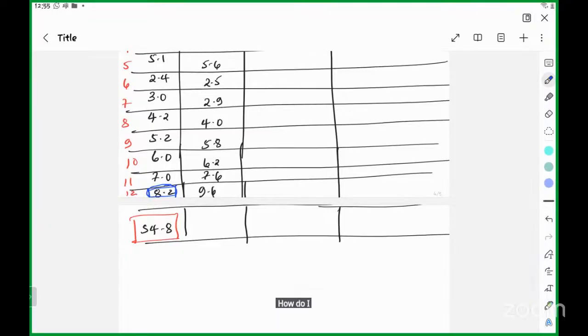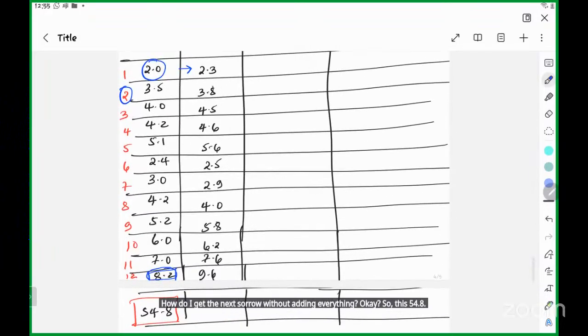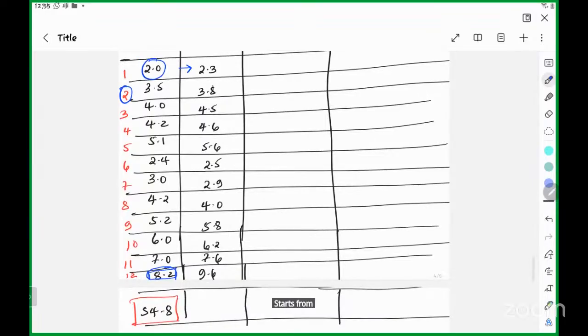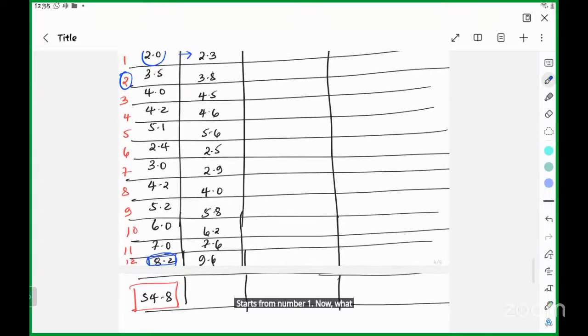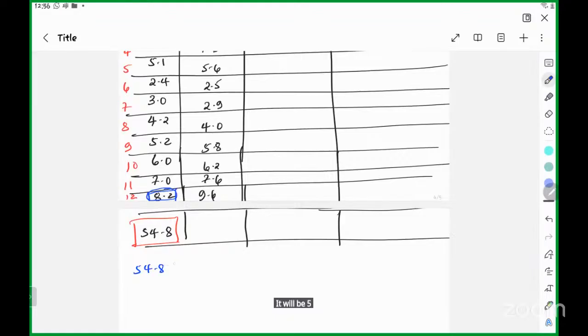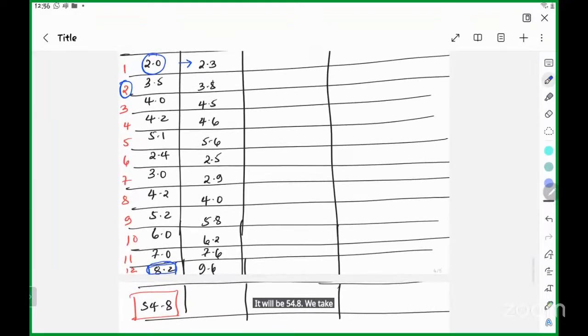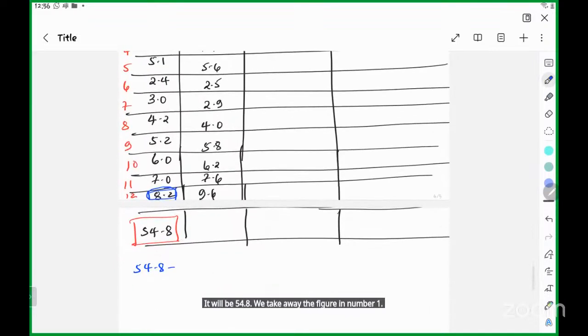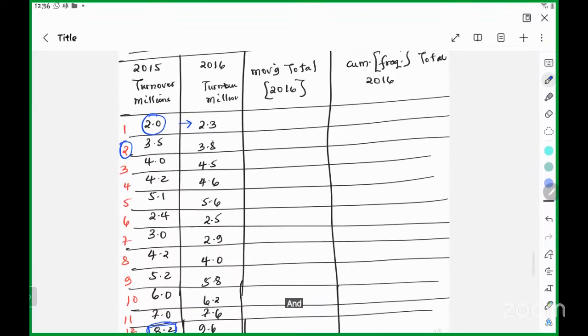Okay, now this is the thing. How do I get the next total without adding everything? So this 54.8 starts from number 1. Now, because we want to start from number 2, we take away the figure in number 1 and add back the figure in number 1 of the following year. That will be the next 12th figure. Have you understood?